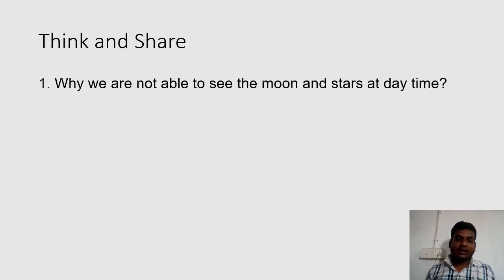Okay, here one question arises: why are we not able to see the moon and stars in the daytime? You can also write your answer in the chat box. Because in the daytime the sunlight, the sun rays, are very strong. That's why we cannot see the moon and stars in daytime. But when the sun sets, the moon and stars are visible to us, because the sunlight is not coming to our place.